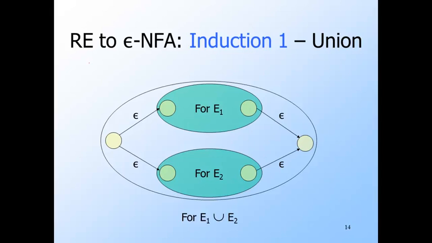If there's a path from the new start state to the new final state, it must consist of epsilon transitions at the beginning and end, with a path that is either wholly within E1 or wholly within E2. So, for example, the path might look like this. Go here, and then wiggle around, could go through the same state many times, finally comes to the old final state of E1, and then out to the new final state.